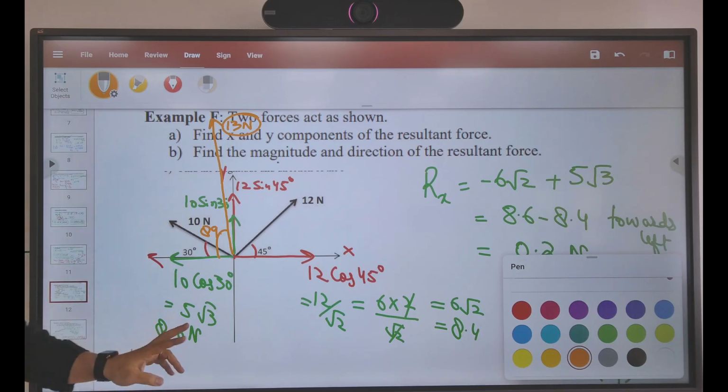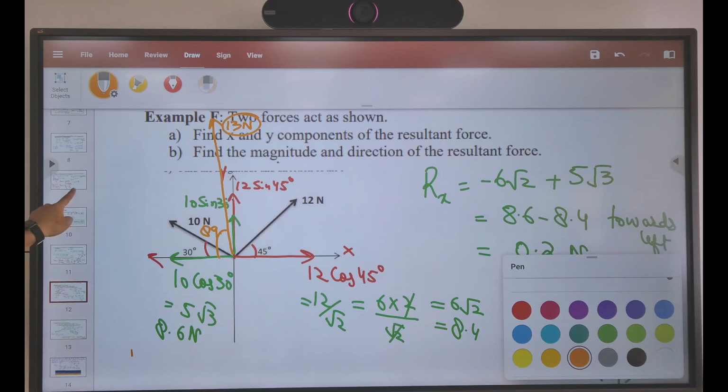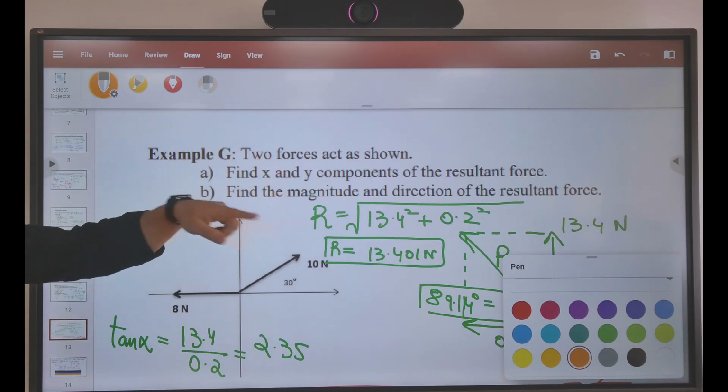Is that fine? Okay, so I think addition is done. We have one question. This question, try to do it at your place.